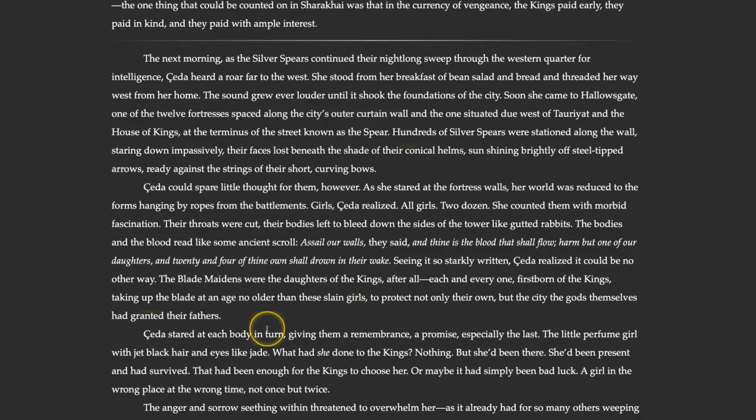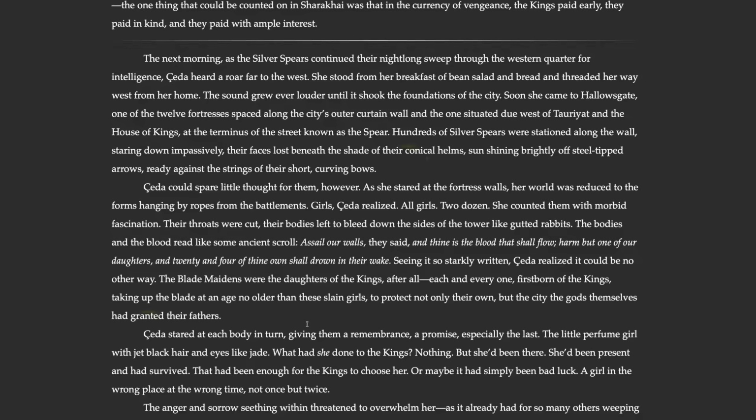And then we see something devastating. Cheta stared at each body in turn, giving them a remembrance, a promise, especially the last. That little perfume girl with the jet black hair and eyes like jade. So she was killed as well. And so I actually chose to put her in here because I needed a personal connection from that event to the deaths that are being displayed for everyone to see on the fortress walls.